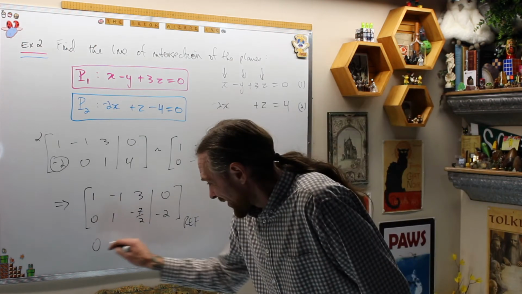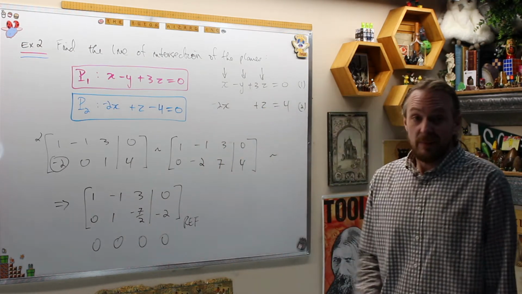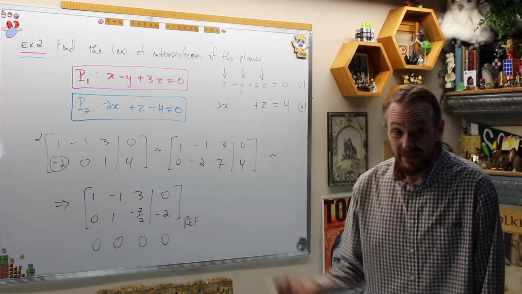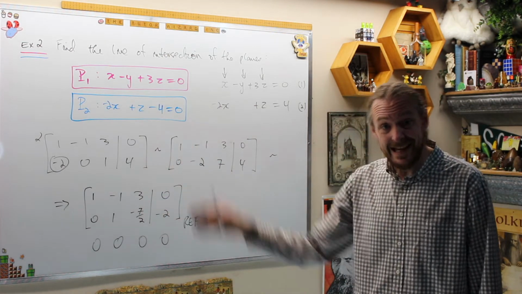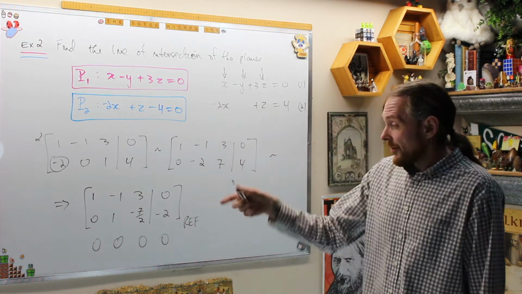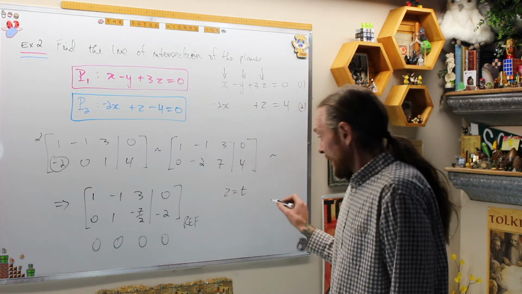Because we only had one, it was underdetermined already, we already have a row of zeros. That says we're going to have infinitely many solutions. Which one can I make the free variable? The variable that didn't have a leading entry. So I'm going to let z be free.